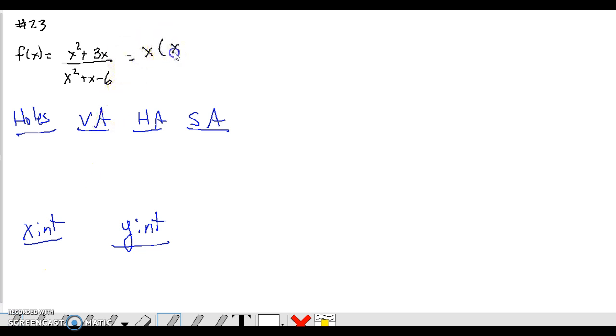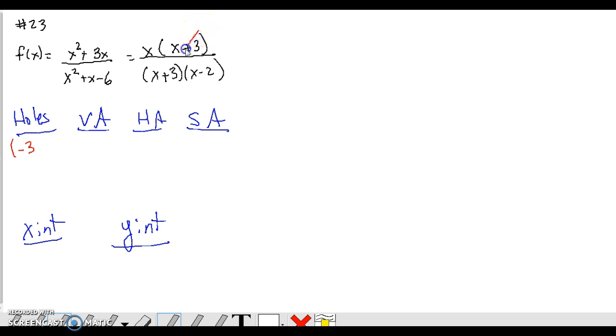So this will be x and then x plus 3 on the top. On the bottom, this will be x plus 3, x minus 2. So we do notice that there is a hole in our graph, right? So we know that there's going to be a hole at x is equal to -3.